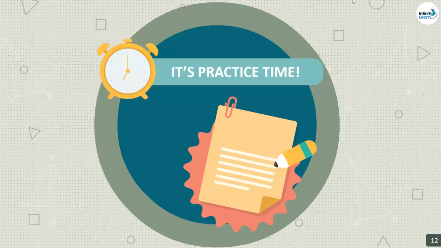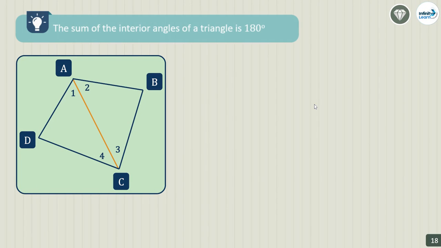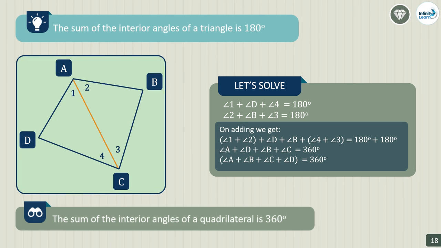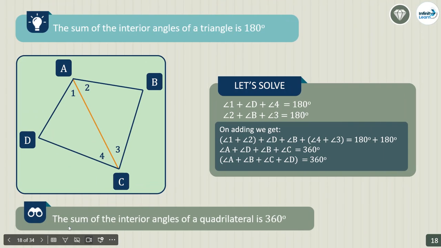Now, before moving further, some important thing. The sum of interior angles of a triangle is 180 degrees. We know that the sum of interior angles of a triangle is 180 degrees. And the sum of interior angles of a quadrilateral is 360 degrees, because a quadrilateral is divided into two triangles. So 180 plus 180 total is 360.